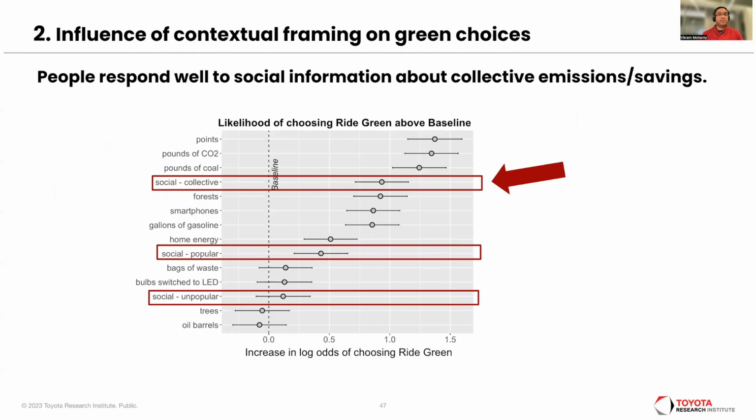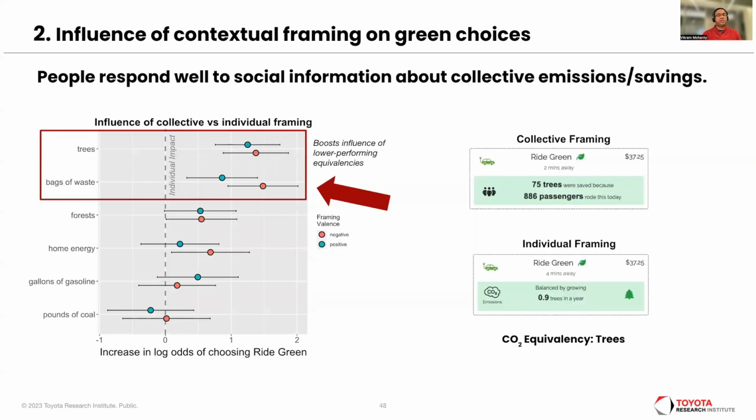So what did we find? People responded well to the social information about collective emissions or savings. Collective impact worked better than popularity interventions and actually has less chance of backfiring. Further, for certain equivalencies such as trees or bags of waste, we found that showing collective impact improved their effectiveness when compared to individual impact.